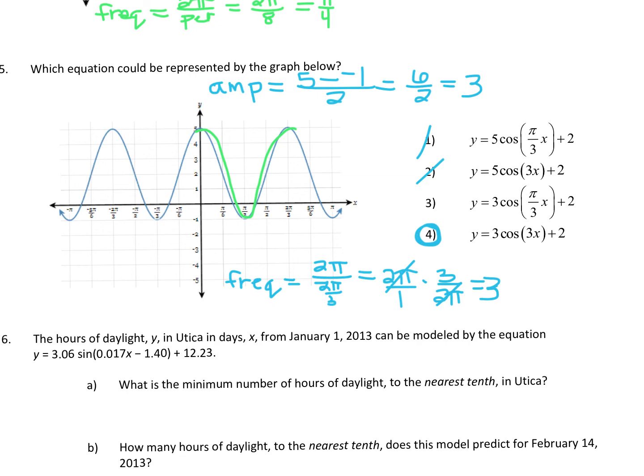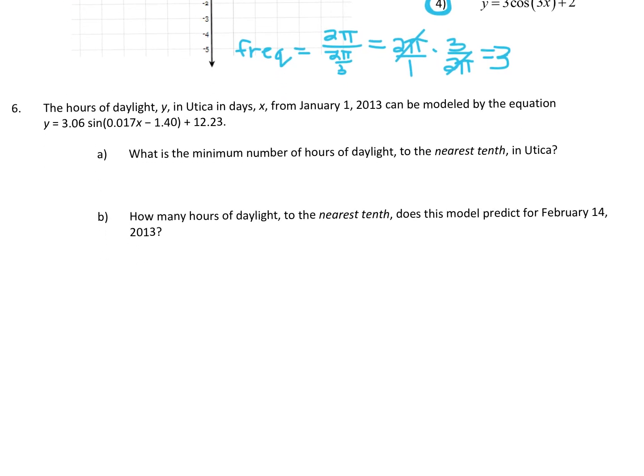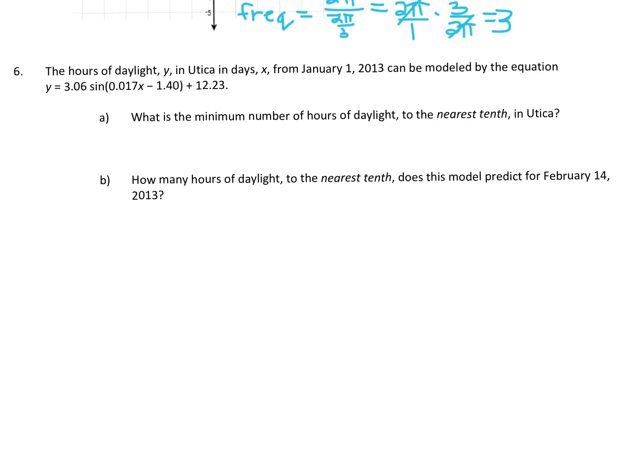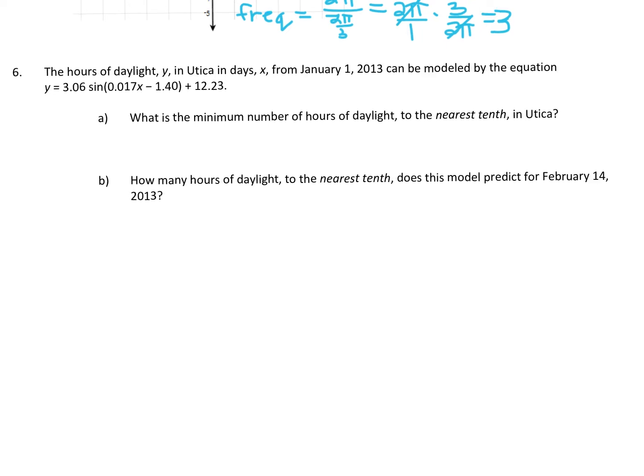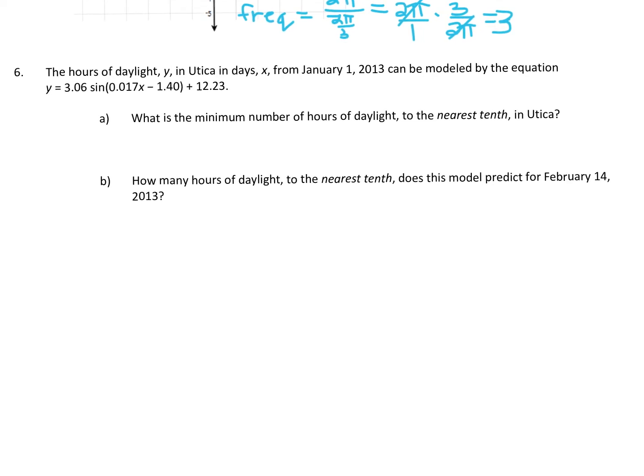Okay, and then finally on the bottom of this page, number 6. The hours of daylight, Y, in Utica in days X from January 1st, 2013 can be modeled by this given equation. What is the minimum number of hours of daylight to the nearest tenth?